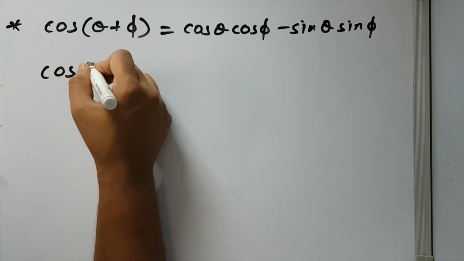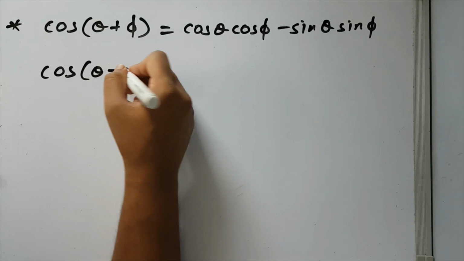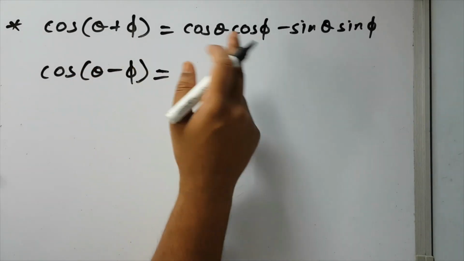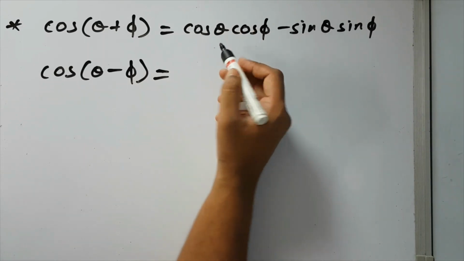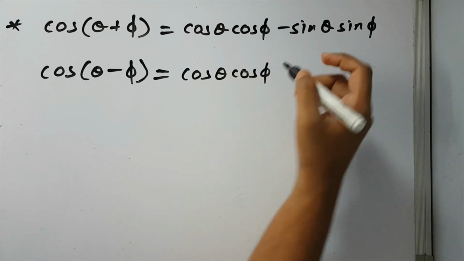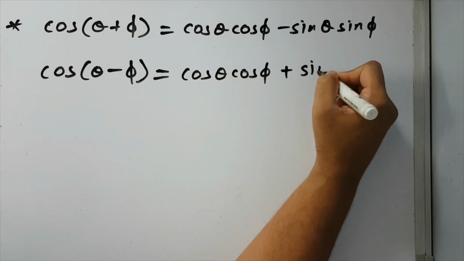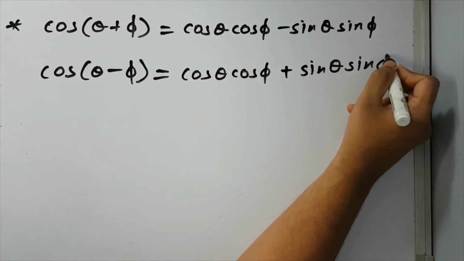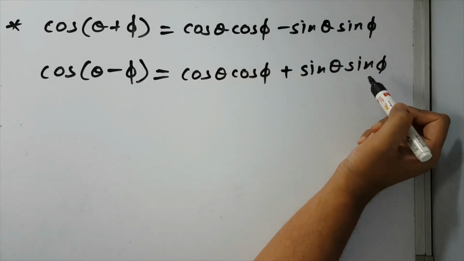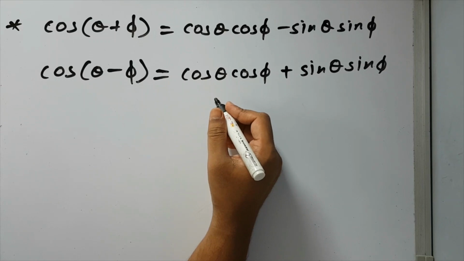Similar to sine, you could use the same logic to calculate cos of theta minus phi. Just replace phi with minus phi. So you will get cos theta cos phi plus sin theta sin phi. Here as you can see, cos of minus phi would be cos phi and sin of minus phi would be minus sin phi.